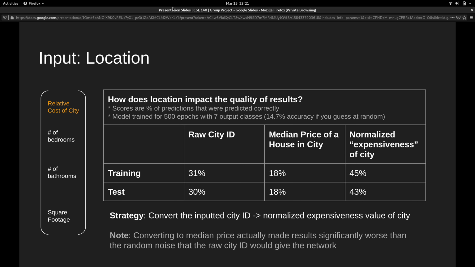And then input of location is very important for predicting the price, and we're given a raw city ID, which is like San Diego is city 61, which is not helpful for our model because you can't correlate that with a price. So we looked into switching that over to the median price of a house in the city, or normalizing the expensiveness of a city. And we found that normalizing the expensiveness of a city actually helped our model become way more accurate.